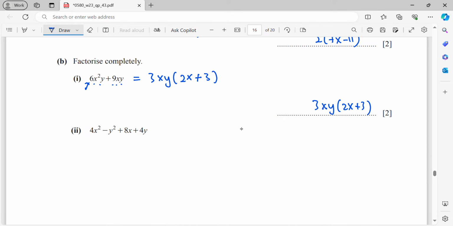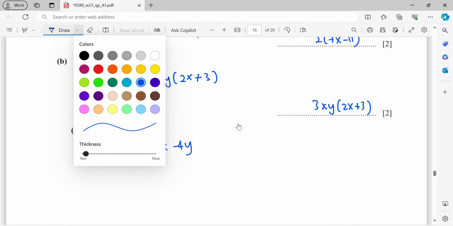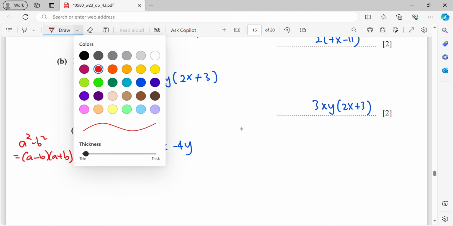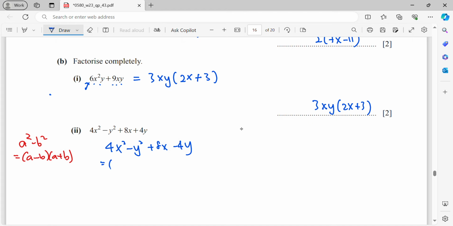Okay, part 2. 4x squared minus y squared plus 8x minus 4y. Okay, now we have a formula here. A squared minus b squared is a minus b times a plus b. So the 4x squared can be written as the square of 2x minus y squared. Then I group this as one term, plus 8x minus 4y as another term.